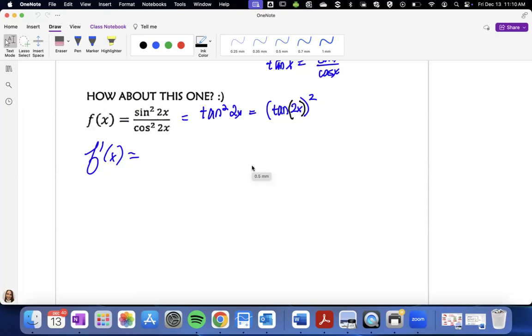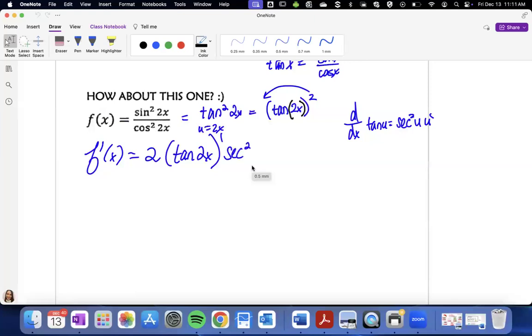Okay, here's your derivative. Bring the 2 in front. It becomes the tangent of 2x to the first times the derivative of what's inside. The derivative of tangent u is secant squared of u times u prime. Secant squared of u, u is 2x. U prime is 2. Seeing some nods? So, final answer: 4 times the tangent of 2x times secant squared of 2x. All right?